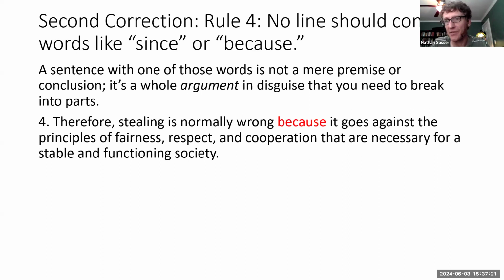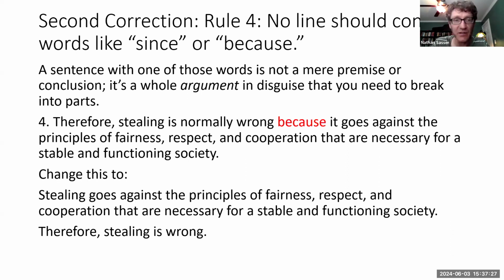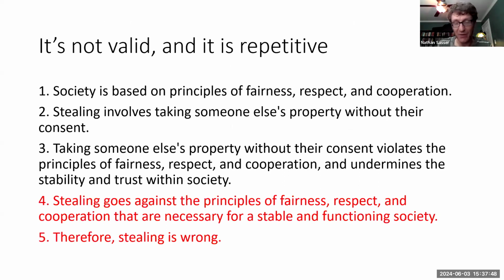Here's what that word because is. Now, the word because precedes a premise and it follows a conclusion. So really, this line here is two lines. It should be broken up like this. Stealing goes against the principles of fairness, respect, and cooperation that are necessary for a stable and functioning society. Therefore, stealing is wrong. All right. So we're going to break those up. Now let's plug that back into our argument and see where that leaves us. Now we got 5 lines in our argument.